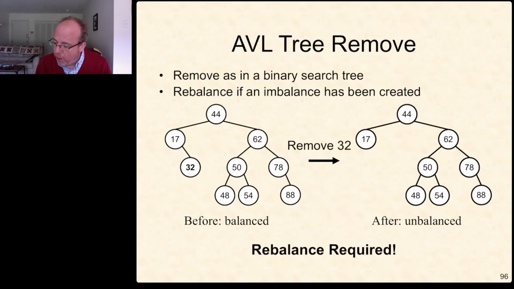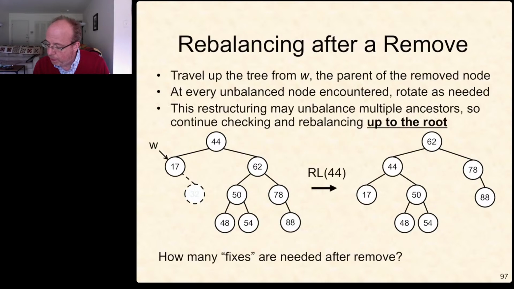So if we were going to remove node 32, well, 17 is balanced, so that's okay, but 44 is unbalanced, so we're going to have to do a rotate. So we remove 32, then we rotate left at 44, which moves this subtree as the child of the child of 44, and this is balanced. So we have to keep doing this up to the root. This happened to be the root, so it was pretty simple to do. But we might need to fix something at every possible spot.